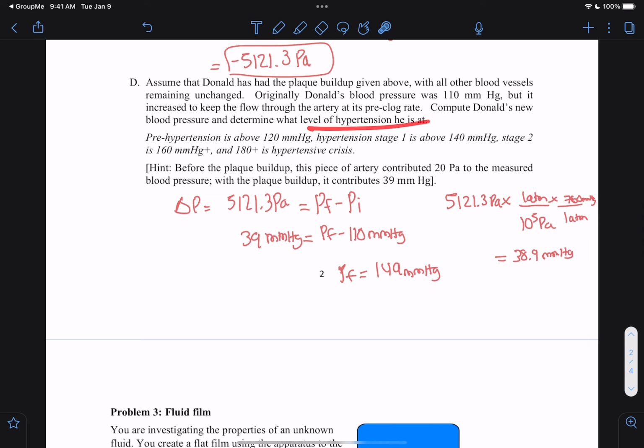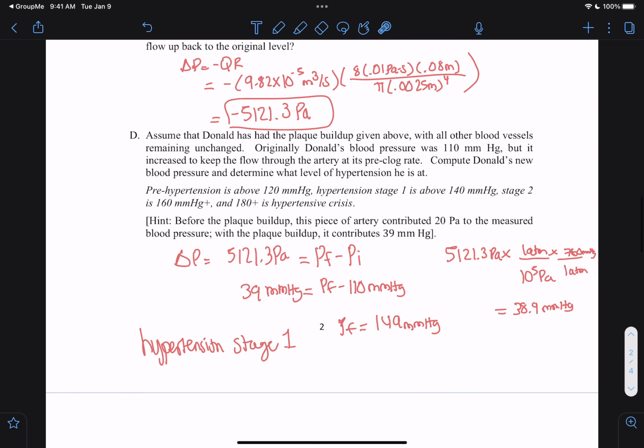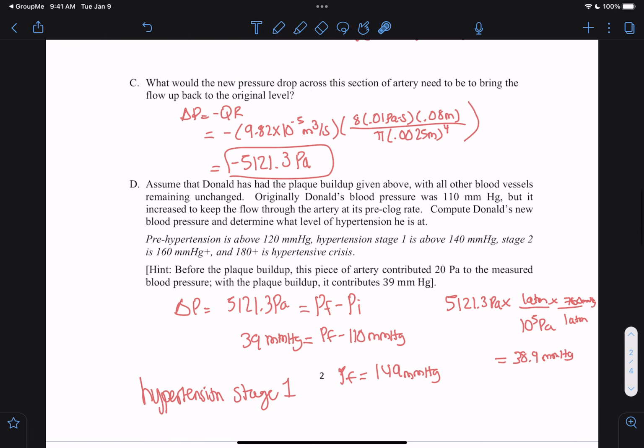But for now, oh shoot, what level of hypertension? Well, if he's 149, then what is it? Yeah, hypertension stage 1. Since he's at a final pressure above 140 millimeters of mercury, it should be hypertension stage 1. Sound good for this problem here?